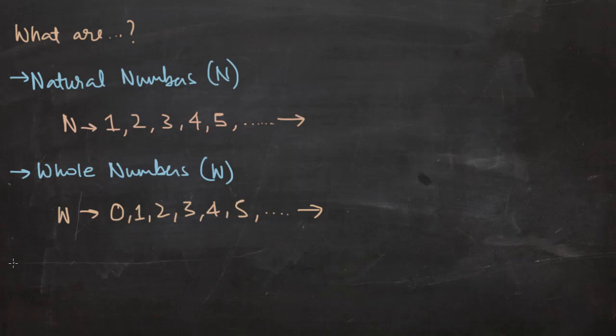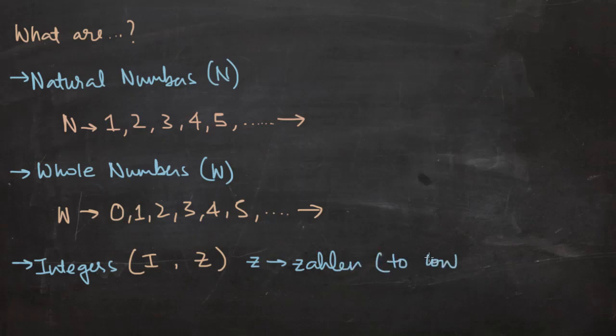Then come integers. In certain books they use the letter I, in certain books they use the letter Z, but I've usually come across the letter Z. The interesting thing is that the letter Z comes from the German word zahlen, which means to count.